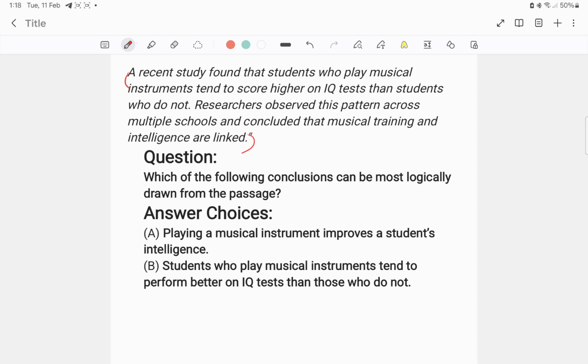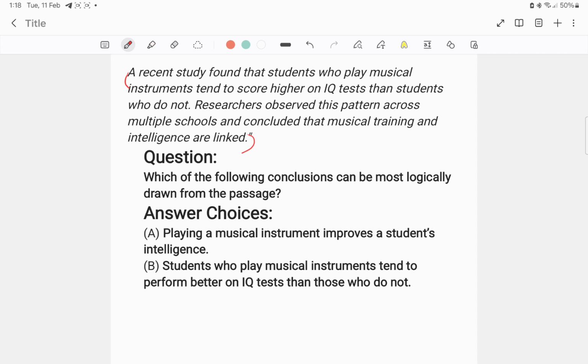For the third thing, you need to consider reverse causation. Students who already have higher IQs could be more likely to take up music. The passage does not rule out this possibility, so we can't assume causation.